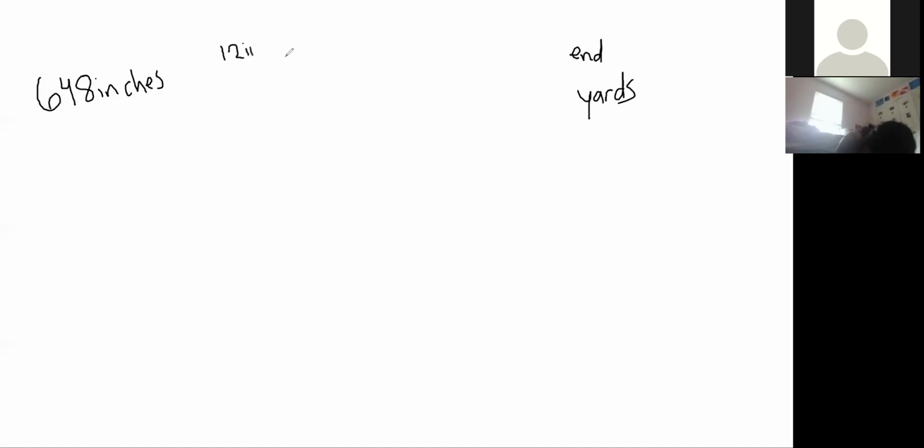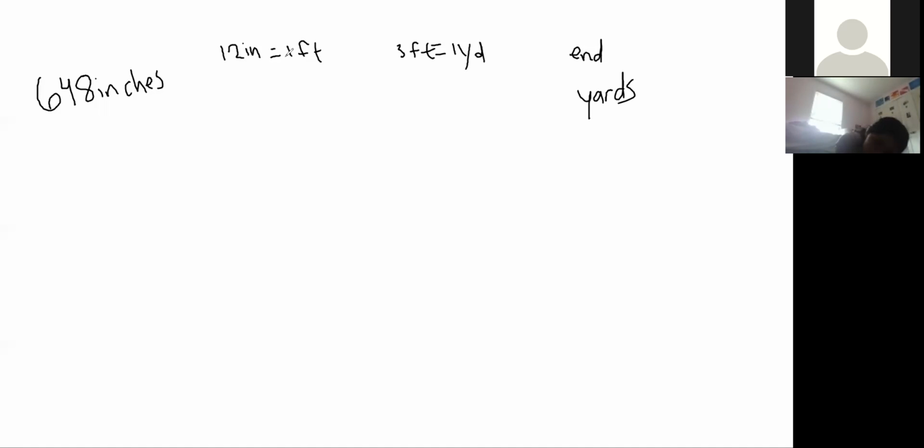Okay, so I want to do one that's a two-step conversion problem. And this one I'm going to use feet and inches and yards. And I know that you can figure out how many inches are in a yard, but we're going to pretend like we don't really know that. We're going to say we started out with 648 inches. That's our start. And we want to end up with yards. So here's what we know. We know that there are 12 inches in 1 foot. And we know that there are 3 feet in 1 yard.